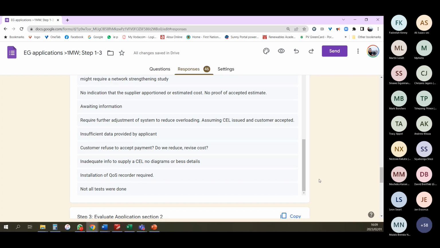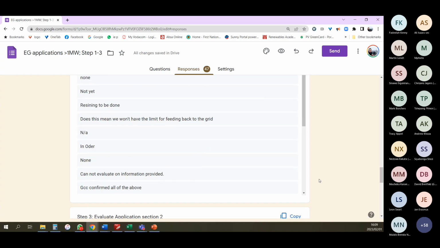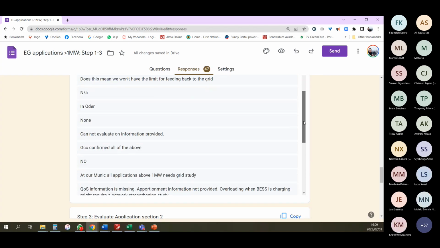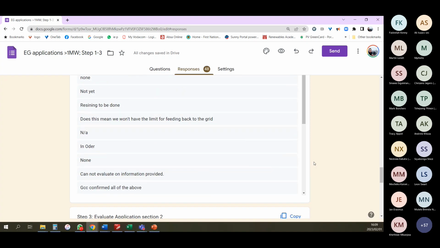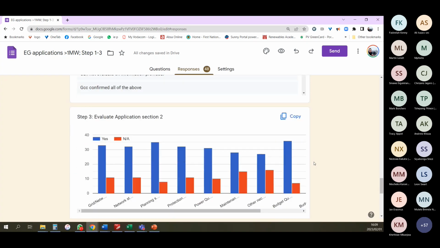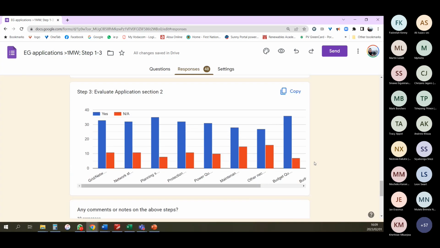But this one was not actually a grid impact assessment. It looks at the impact of the customer's network, but not on the distributor's network. Okay, so that's it. Gerard, can I continue to the next one? Yes, or the last one, please.